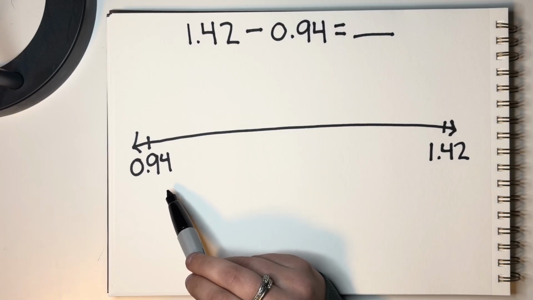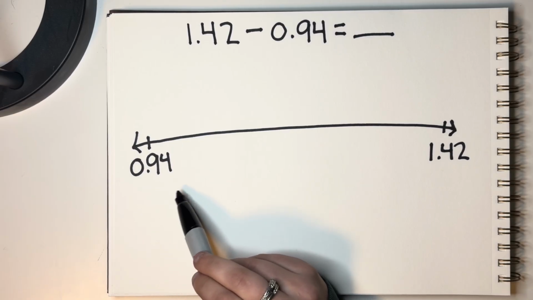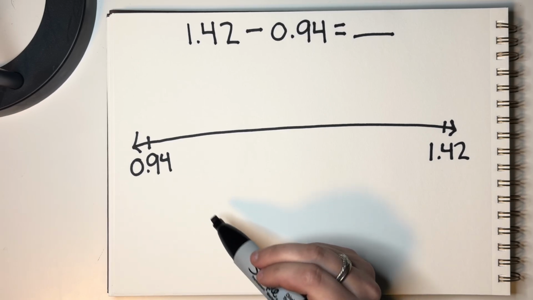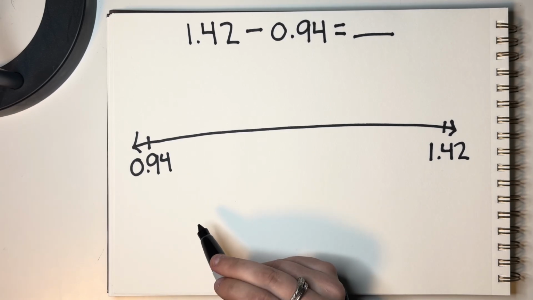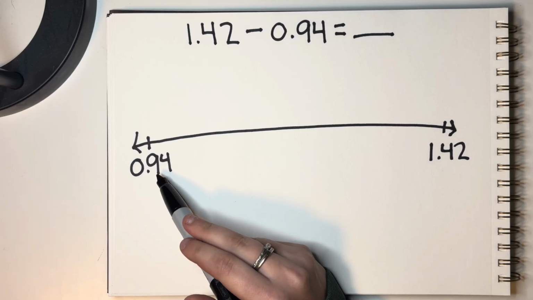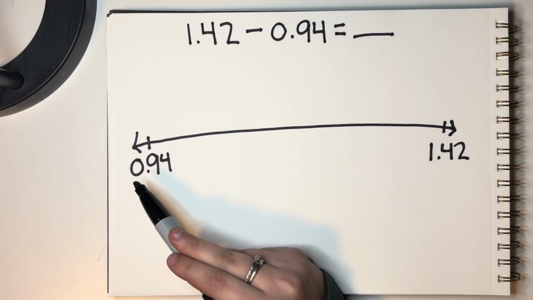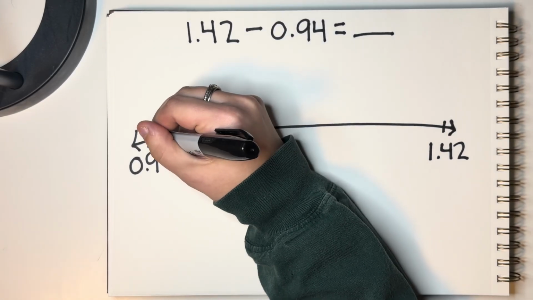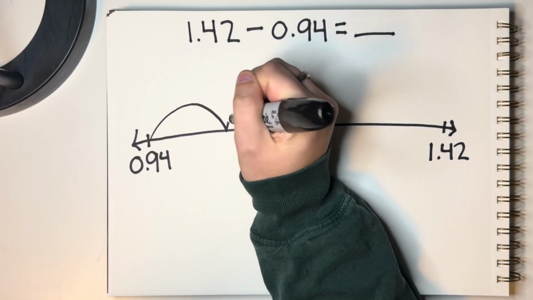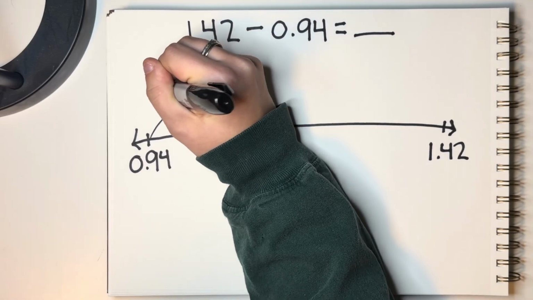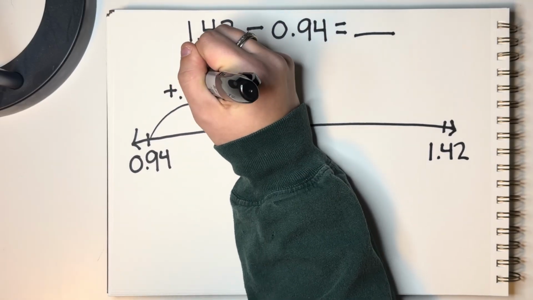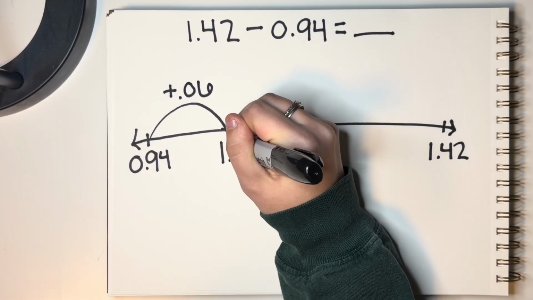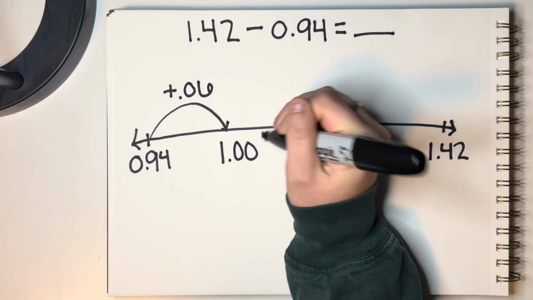So I always want to get my value to be a friendly number, okay? 94 hundredths is not a friendly number. A friendly number typically ends in a 5 or a 0. So in order for me to get this 94 hundredths to my next friendly number, to make this a 1 whole, I'm going to have to add 6 hundredths. So I'm going to add 6 hundredths to my 94 hundredths to get me 1 whole, okay?